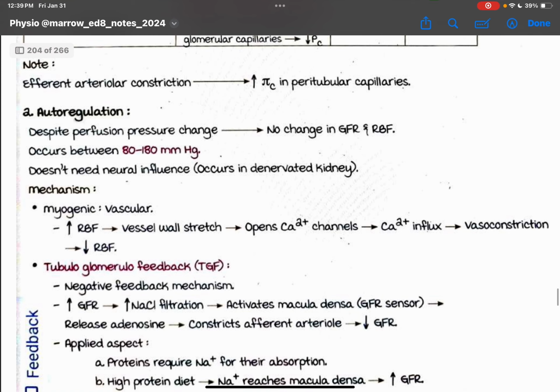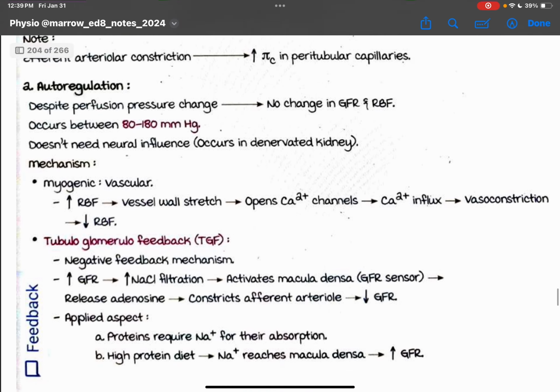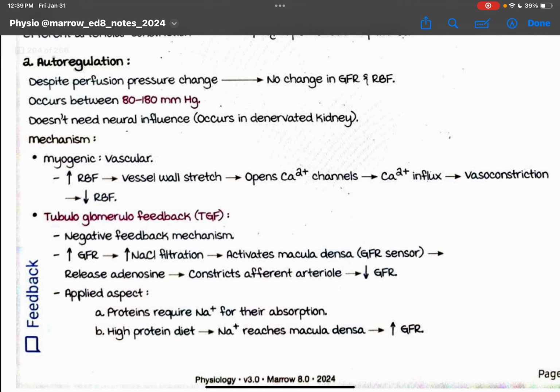Autoregulation: despite perfusion pressure change, there is no change in GFR and renal blood flow. It occurs between 80 to 180 mmHg. It doesn't need neural influences and occurs in a denervated kidney. The mechanism is myogenic, that is vascular. Increased renal blood flow stretches the vessel wall, opens calcium channels, causes calcium influx and vasoconstriction, which decreases renal blood flow.